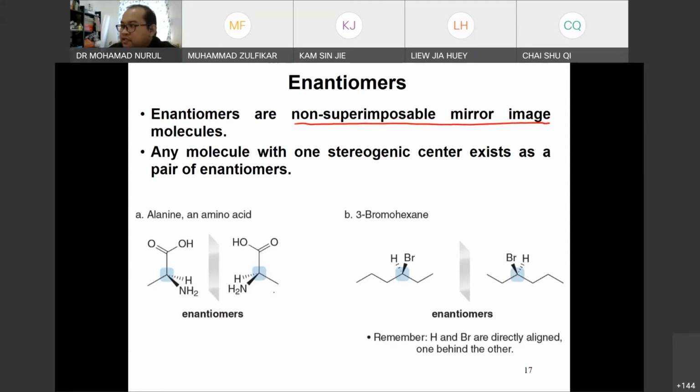Another example is 3-bromohexane. For 3-bromohexane, this is an enantiomer. We can put a mirror here. From A we can easily draw the mirror image, which is B. So that's why we call them enantiomers.